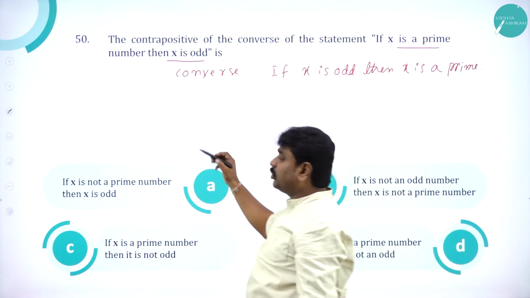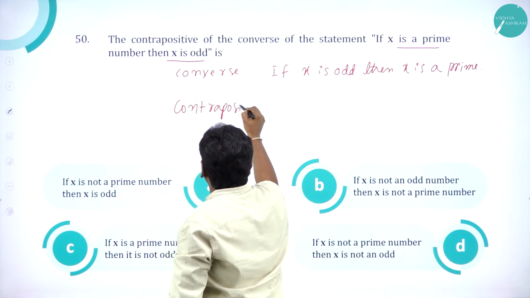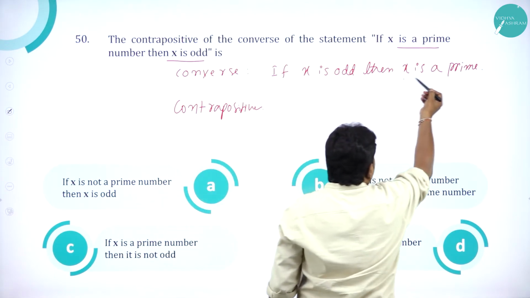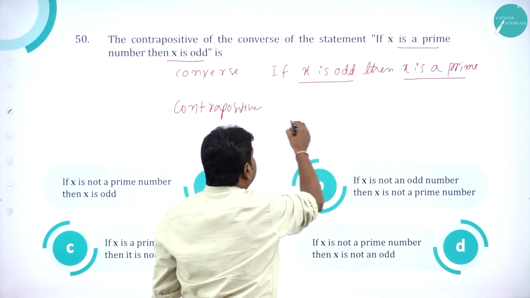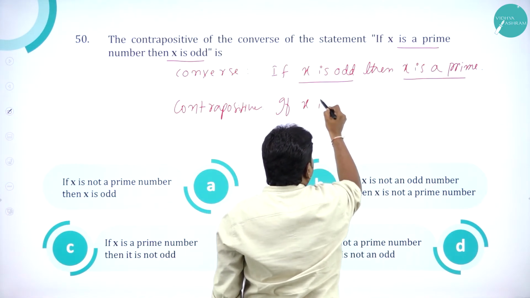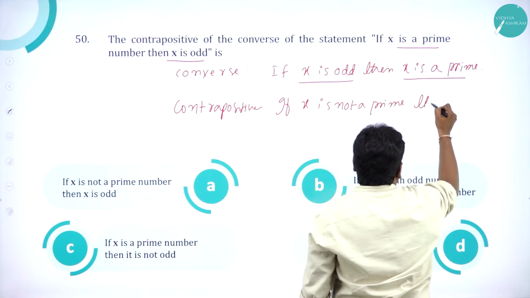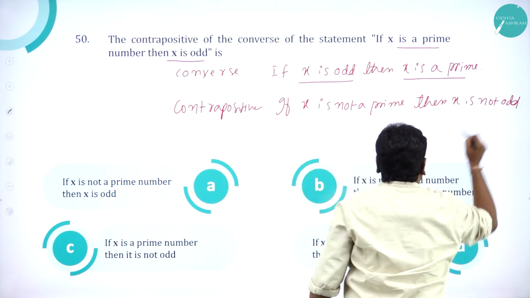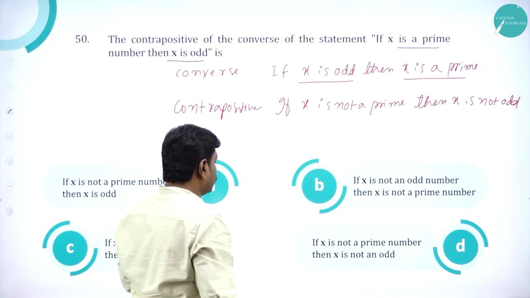Now I should write the contrapositive for this. Contrapositive means reverse and negate. You have to reverse and you have to negate. When I reverse, I should write this first and then that, but reversed and negated. The second statement I write as its negation, that is, x is not a prime, then x is not odd. This is logic. So now the contrapositive: if x is not a prime, then x is not odd. So, do we have that?